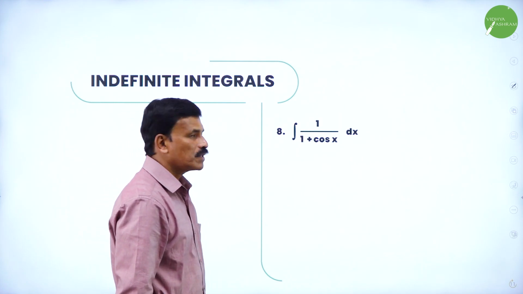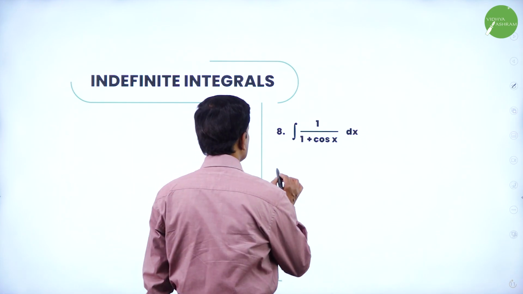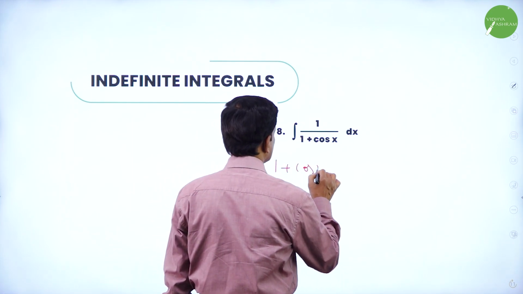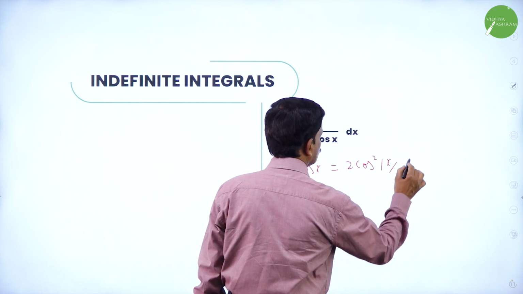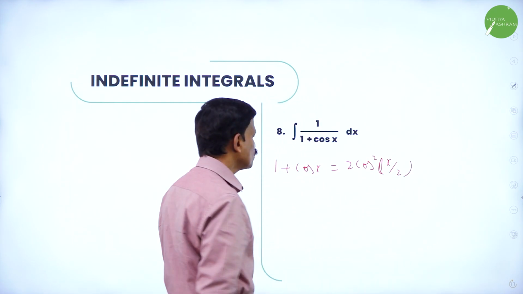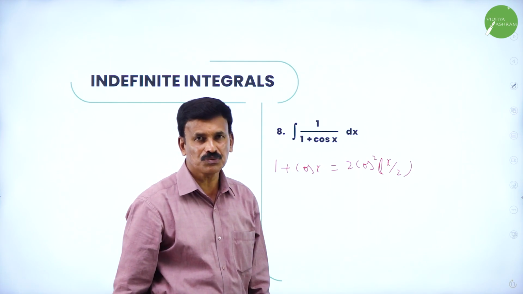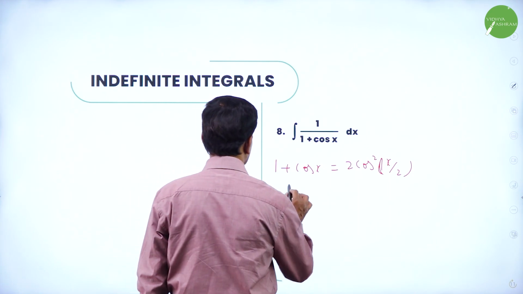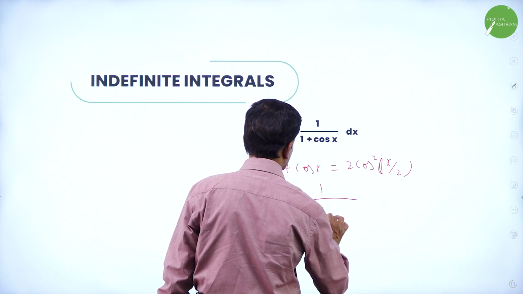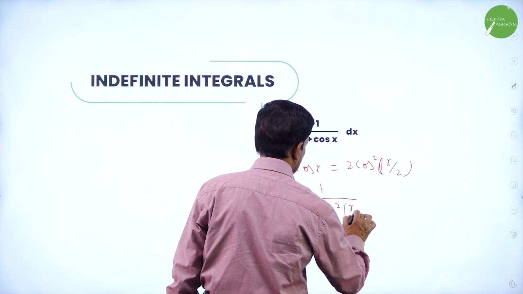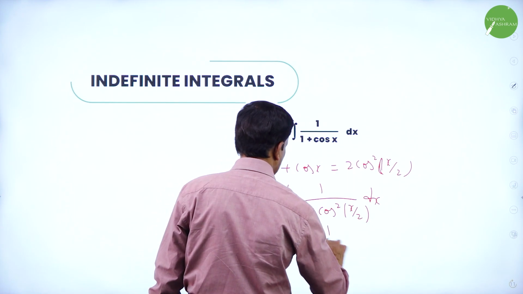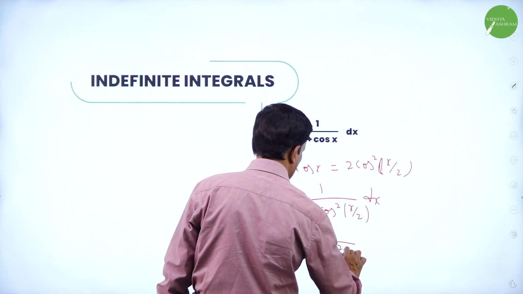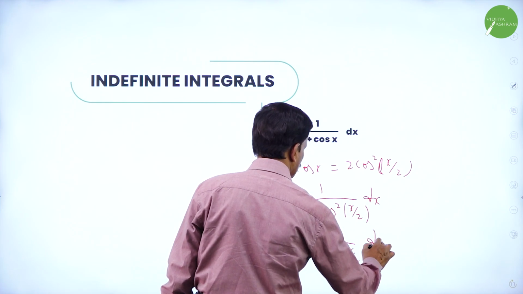Integral of 1 by 1 plus cos x. Here just make use of this formula. 1 plus cos x is also equal to 2 cos square x by 2. This is the formula. 1 plus cos x is 2 cos square x by 2. Now this can be written as integral 1 over 2 times cos square x by 2 into dx. So you can take 1 by 2 out. What is left over is 1 over cos square x by 2 into dx.